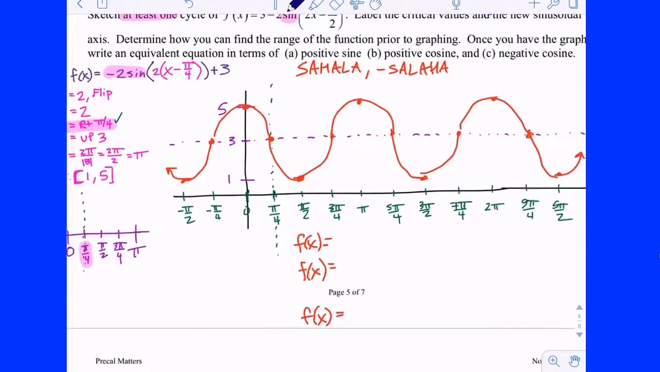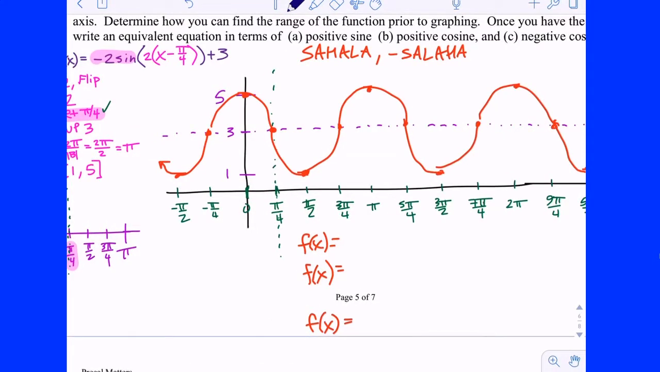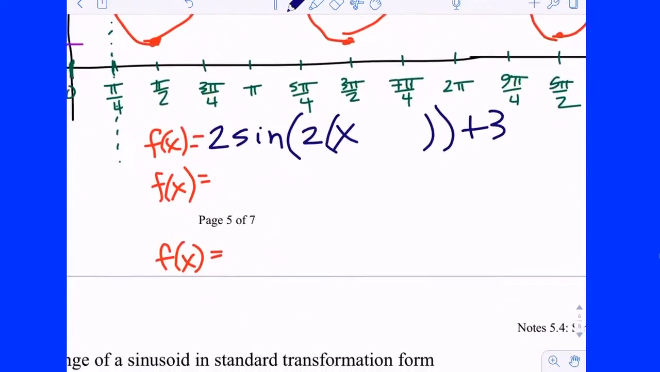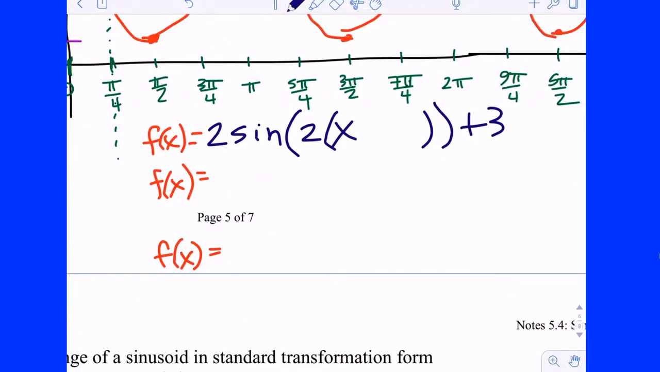So you can kind of set it up. If you want a positive sine, because we started with the negative sine, it'll be positive 2 sine of the B value, which is still 2, parentheses x plus or minus something, plus 3. You can do that. Now with that little template right there, let's go ahead and write the next 2.